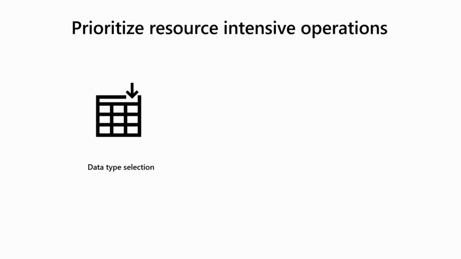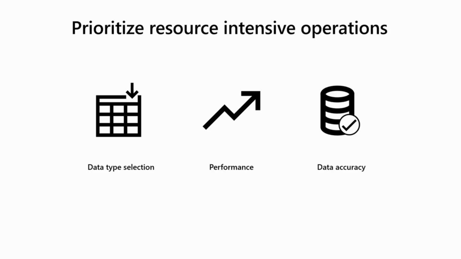Your team also pays attention to data type selection for columns, aiming to improve performance and data accuracy. You review and adjust the inferred data types manually, preventing incorrect data interpretations and reducing memory consumption.